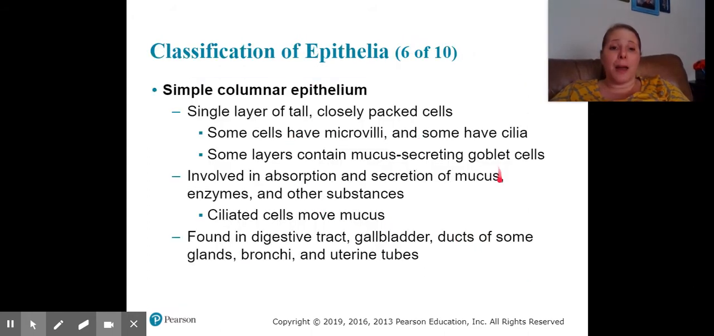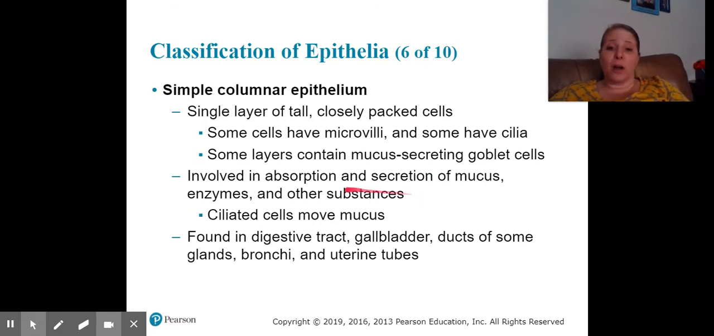Simple columnar epithelium are going to be tall, skinny columns of cells. They may have little microvilli or cilia at the top, and they may have something called goblet cells in there. Now, goblet cells are single cells that are within columnar cells only, either simple or stratified or pseudostratified, which we'll talk about in a minute. They are the type of cells that help secrete mucus. So any mucus you think of probably comes from those goblet cells.